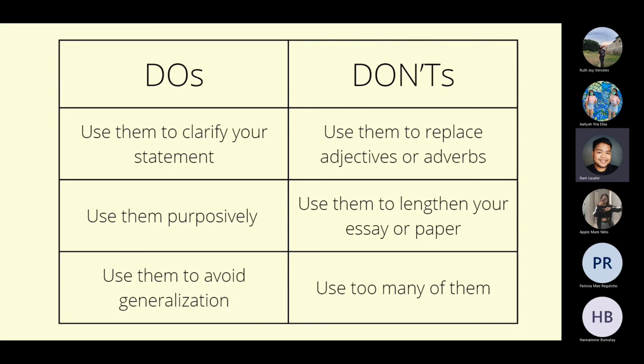So, number one, don't use them to replace adjectives or adverbs. What this means is, sometimes people would write words like this: "She's absolutely beautiful," but more often than not, people write "She is absolutely," without adding the adjective. They're replacing the adverb or adjectives with qualifiers, and that's a big red flag when you're using qualifiers.